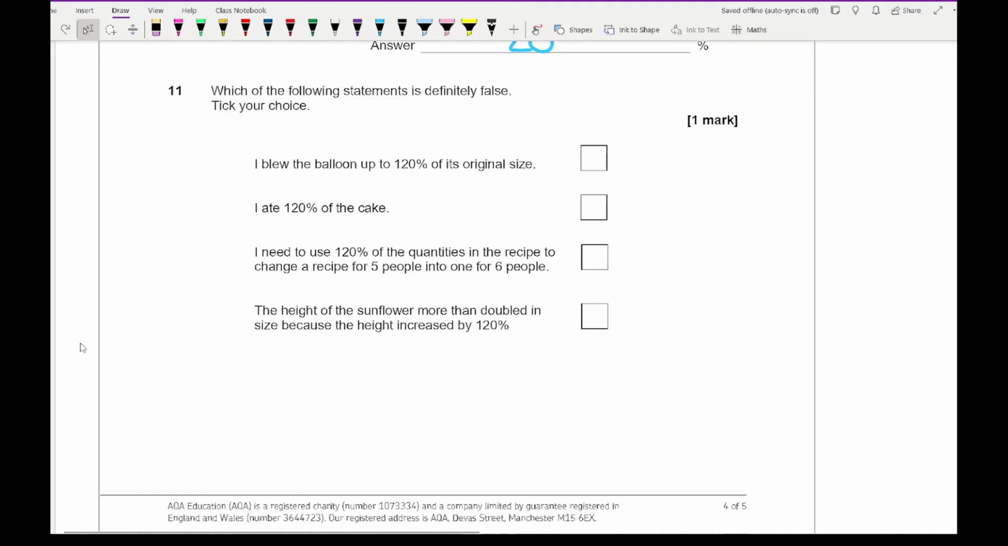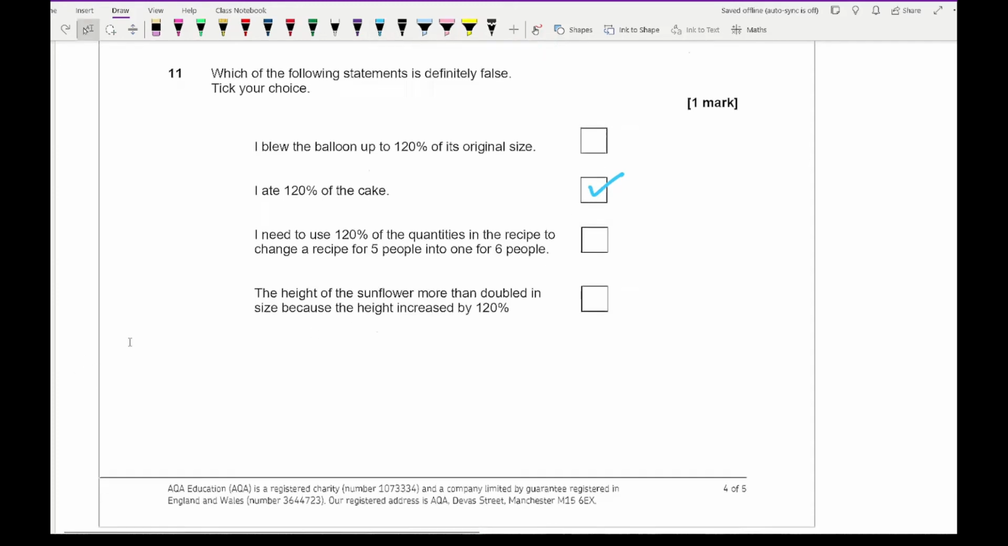Looking at question 11, it says, which of the following statements is definitely false? Tick your choice. It says that I blew a balloon up to 120% of its original size, which again, is absolutely possible. I ate 120% of a cake. Now that one is false, because you can't eat 120%, because obviously your original cake is 100%, and the cake doesn't breed into more cake, unfortunately, for cake lovers.